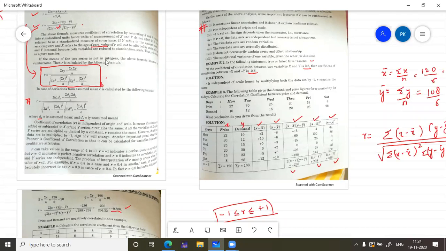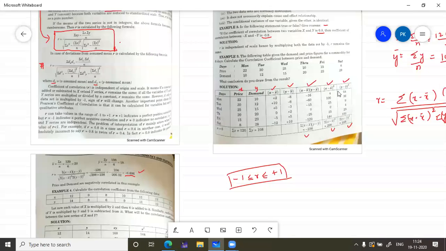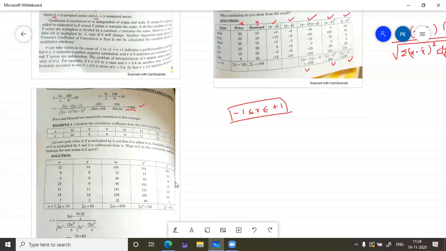If the 2 series are not integers, then this one is the easiest way to evaluate. Like in this example, you have to evaluate the correlation coefficient. X और Y ये data set दे रखा है. Now each value of X is multiplied by 2 and then 6 is added to it. Similarly, each value of Y is multiplied by 3 and 2 is subtracted. What will be the correlation coefficient between the new series?